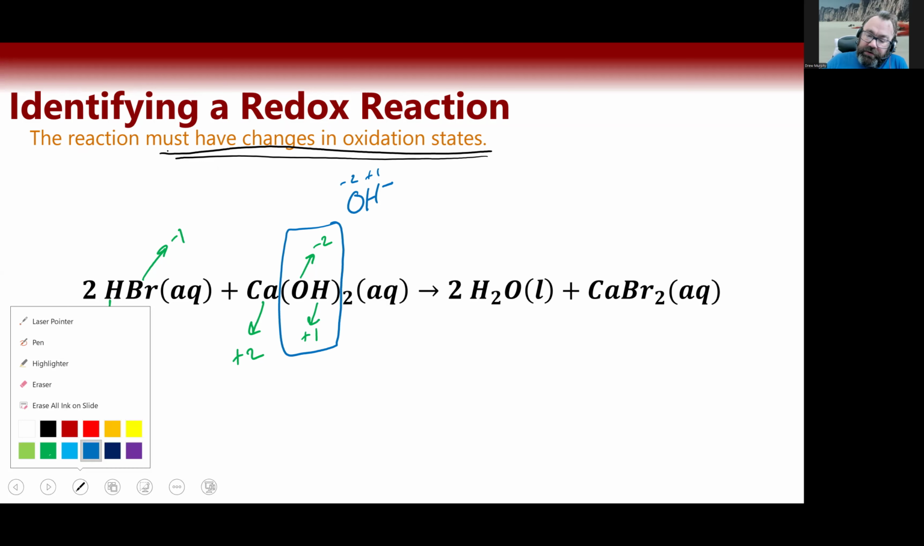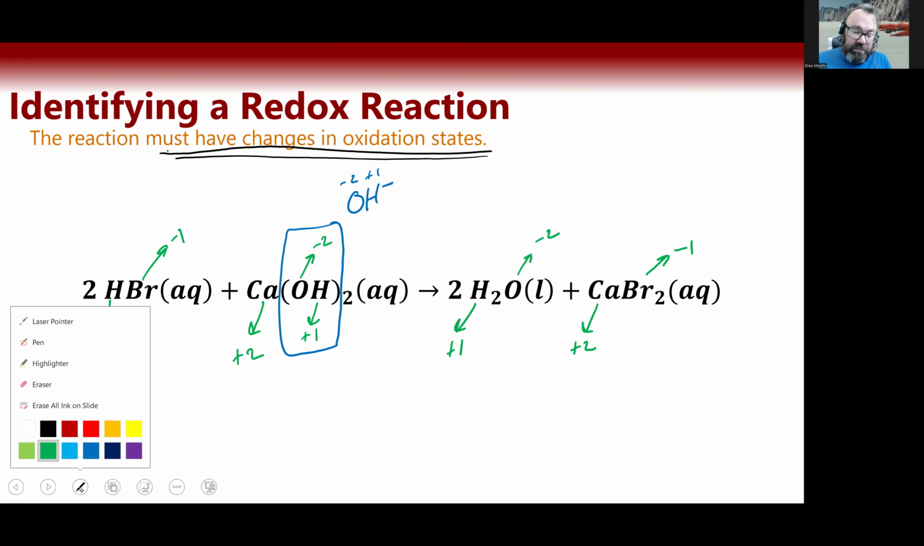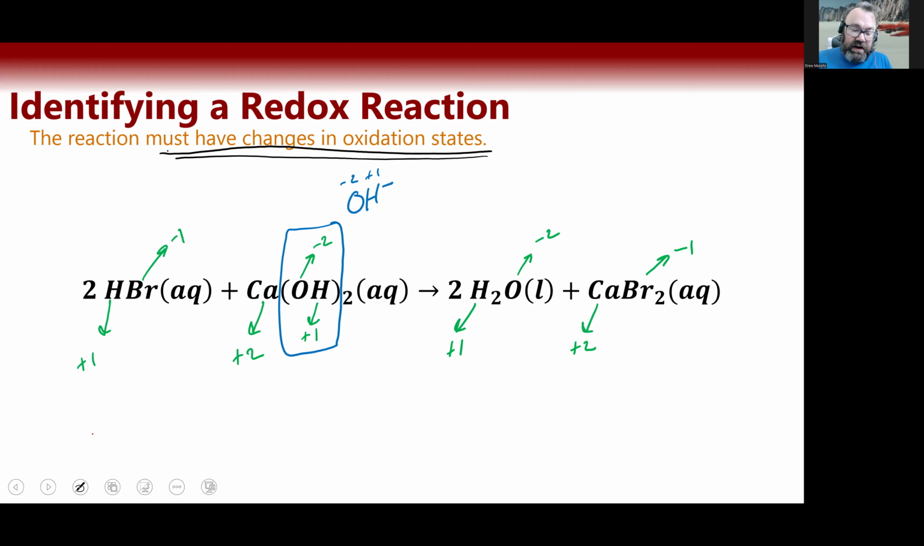Now to the other side, hydrogen in the front is +1. Oxygen has to be -2. This calcium is still +2 because it's part of the ionic compound. And then we have Br over here to balance it out as -1. So what we want to do is look at each element and see, does that element change as it's doing stuff? So hydrogen is +1, +1, and +1. So the hydrogen didn't change.